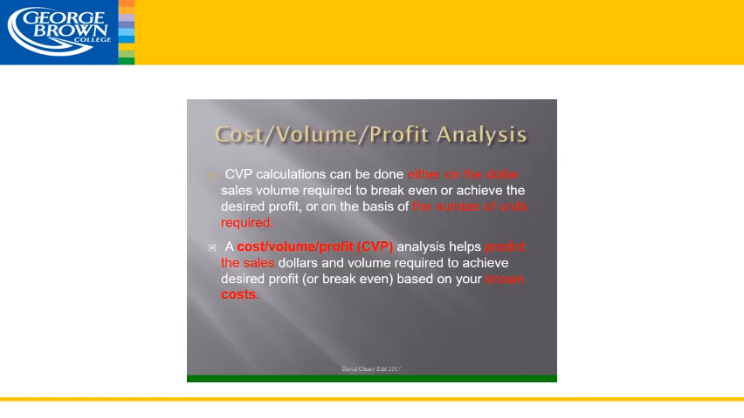CVP analysis allows us to understand how much money we need to sell, or the sales volume that we need to have in order to break even, or even make a desired amount of profit. As restaurants or hospitality firms, it's our job to make money. So it's important to know the point in sales where we're actually doing that and we're not losing money. And again, we can do this on the dollar sales volume or the number of units required to break even based on our projected variable costs and fixed costs.